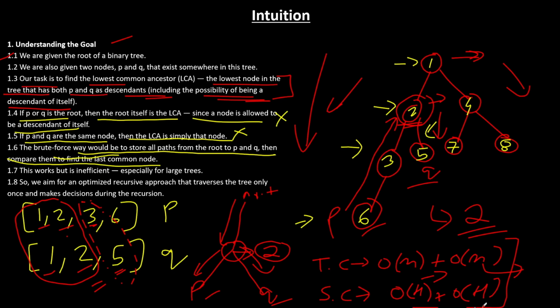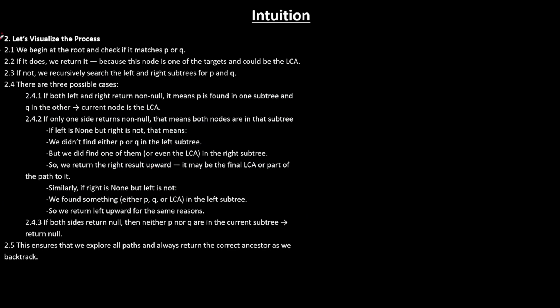So to reduce this particular thing, we have to look for something else, right? So that we don't use this space complexity, which takes the extra space rather than the stack space, which recursion usually takes, and time complexity can also be reduced, right? So we have to aim for an optimized recursive approach that traverses a tree only once, okay, and makes the decision during the recursion itself. Now let's visualize the efficient process. Let me draw on the tree first.